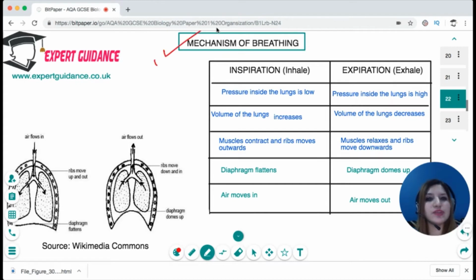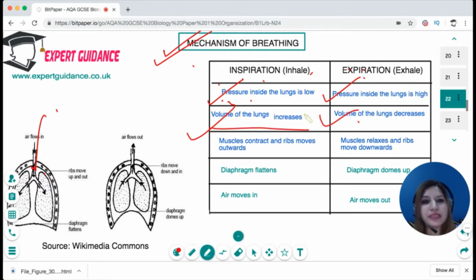The function of the respiratory system is to breathe. Breathing is taking in oxygen and giving out carbon dioxide. For the air to come in, remember that air always moves from high pressure to low pressure. So for the air coming in, the pressure inside the lung is low. For expiration, the pressure inside the lung is high. If the pressure is low, the volume of the lung should be high, and the volume of the lung should be low in expiration.